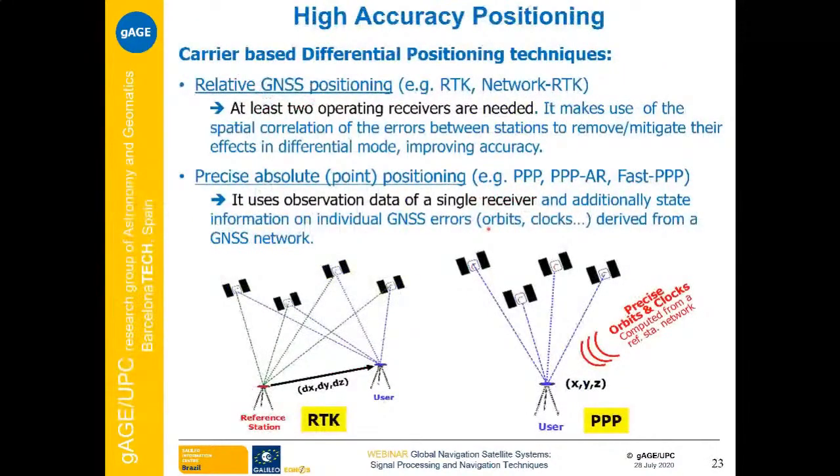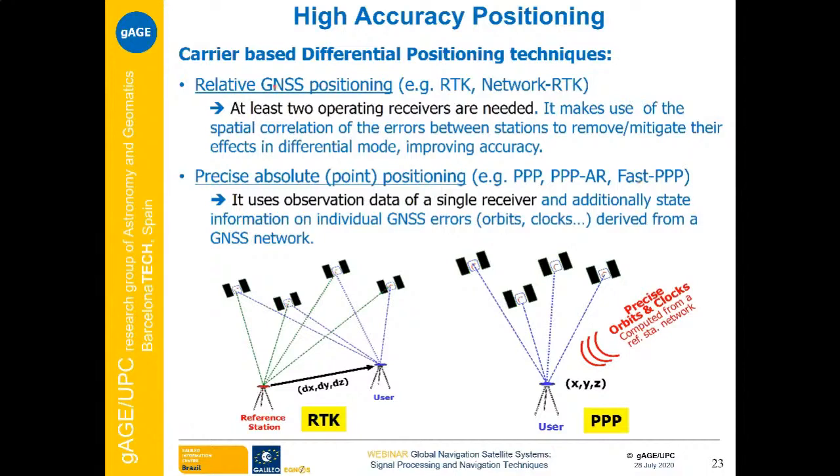Basically, we have two main techniques. First is relative positioning. This is the RTK or network RTK, and the second one is the precise or absolute point positioning, and this is the PPP. This is precise point positioning. Even we have precise point positioning with ambiguity fixing and fast PPP, but these other techniques, PPP with ambiguity resolution and fast PPP, are new techniques that are out of the scope of this presentation, but if you have any question, we can talk about it.